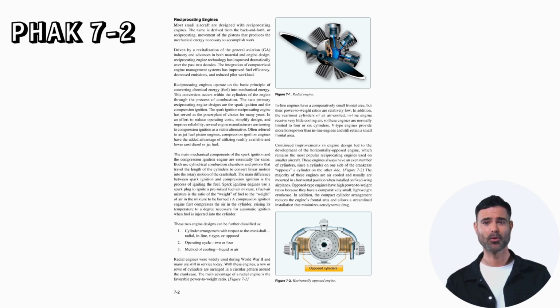Reciprocating engines operate on the basic principle of converting chemical energy (fuel) into mechanical energy. This conversion occurs within the cylinders of the engine through the process of combustion. The 2 primary reciprocating engine designs are the spark ignition and the compression ignition. The spark ignition reciprocating engine has served as the power plant of choice for many years.